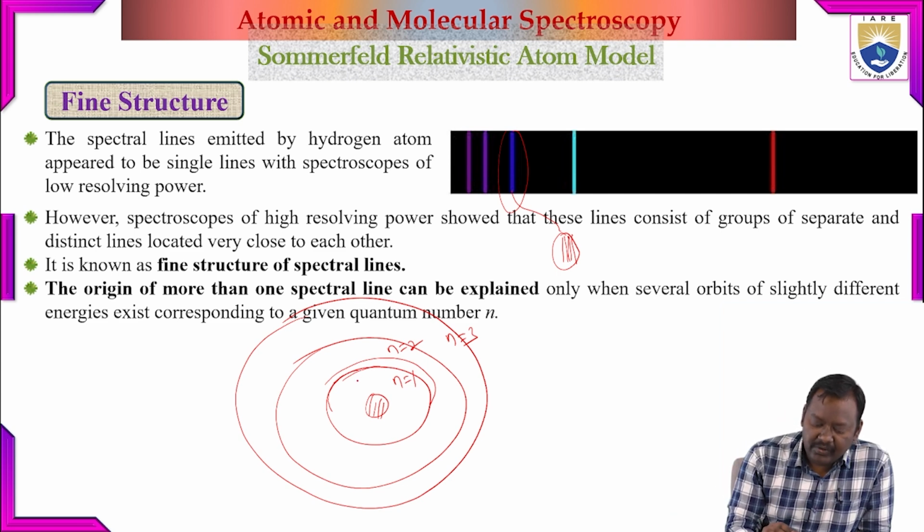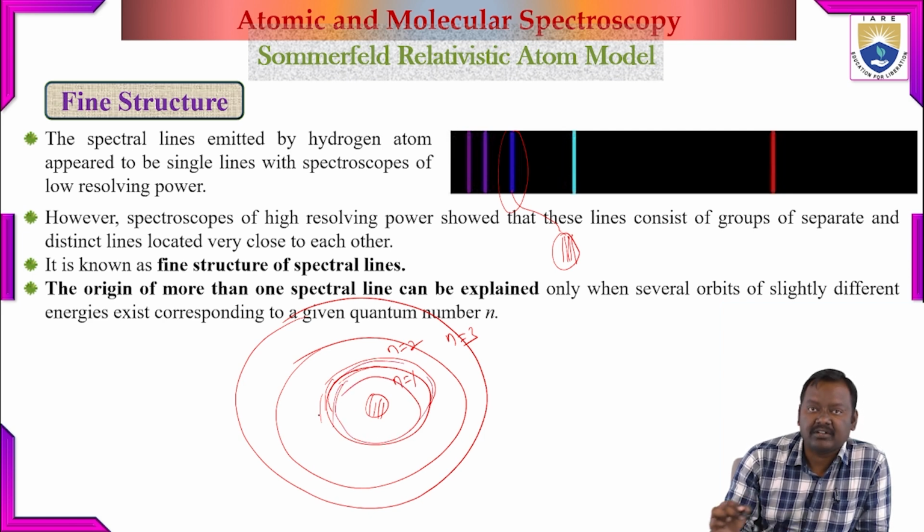So we can explain the origin of these spectral lines by assuming that for every single orbit there are several orbits. For every energy value, with a small change in the radius of the circular orbit, there must be several orbits nearby this orbit.